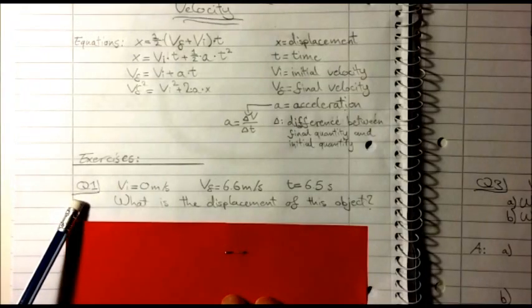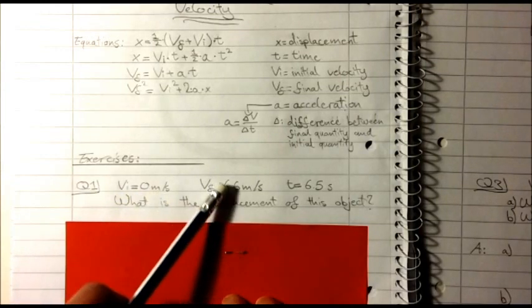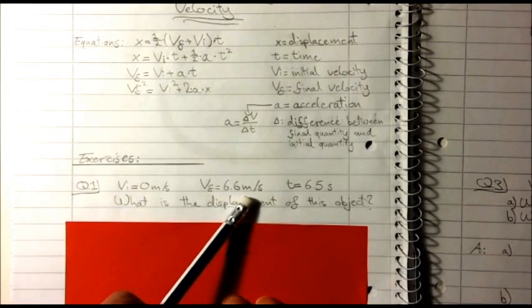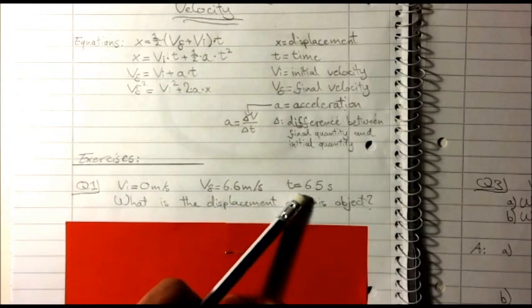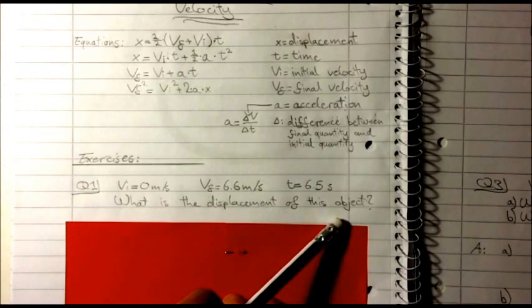Now going over some exercises. Question 1. Initial velocity equals 0 meters per second. Final velocity equals 6.6 meters per second. And time equals 6.5 seconds. What is the displacement of this object?